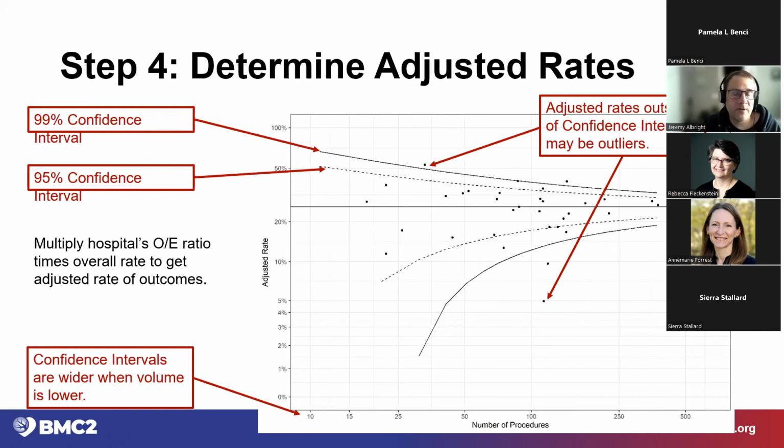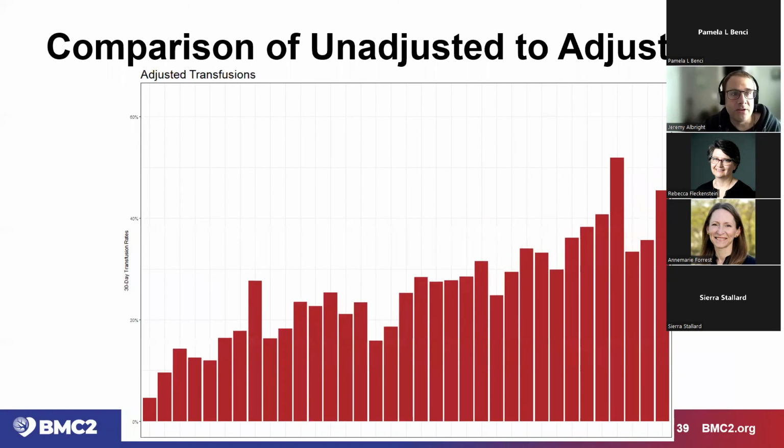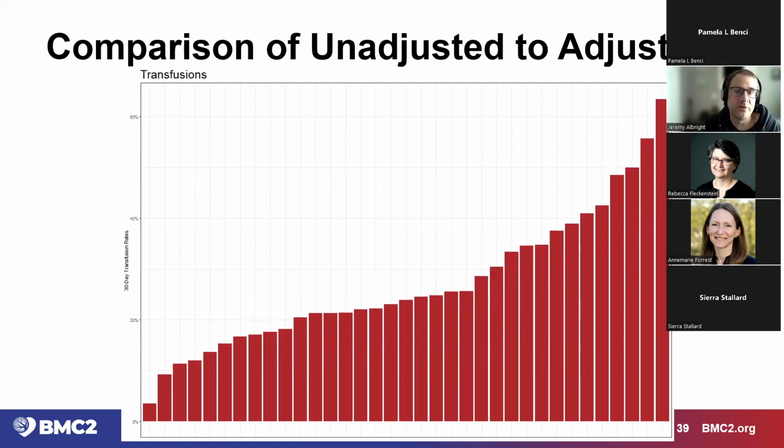This graph right here, I think it's probably the most confusing to interpret. The big thing is to look at where you fall within these confidence intervals. And if you are above it, that's a reason for concern. And if you're below it, then that's, I guess, a reason to pat yourself on the back. What I have done here is just to give you a sense as to how things change in terms of what we say the transfusion rates are for adjusted versus unadjusted.